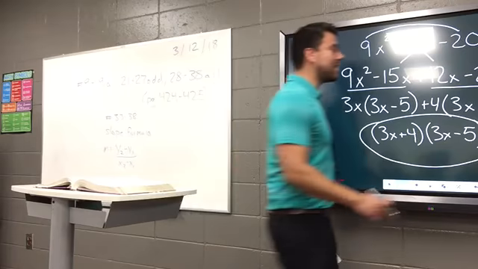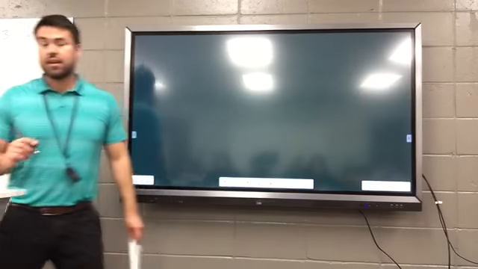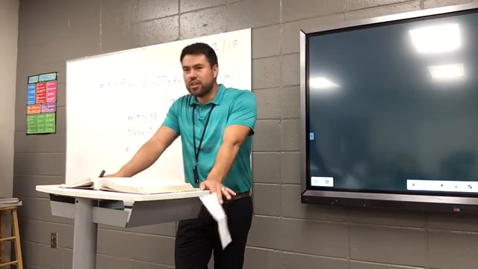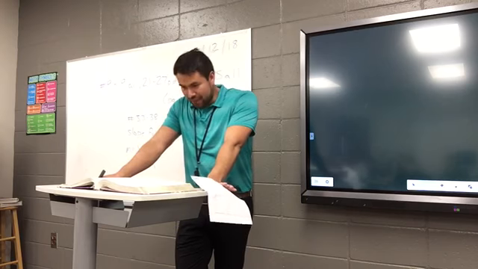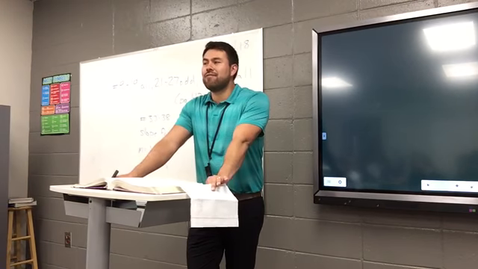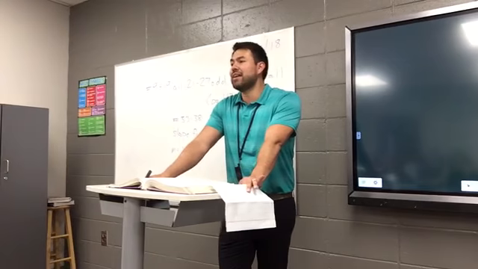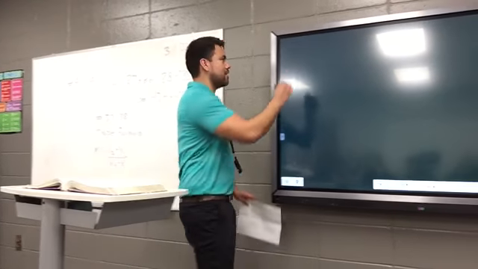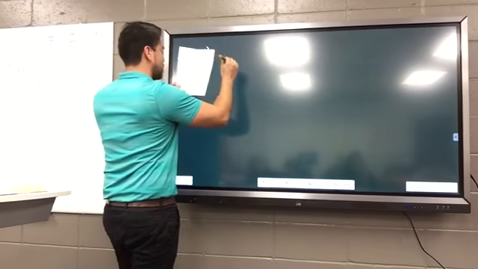Last one. Look at that chart real quick. If you have four terms, what can you do? GCF, and then factor by, and that's what it says right there. Pairs of terms, that's factor by grouping. That's 4C. Last one we'll do together.